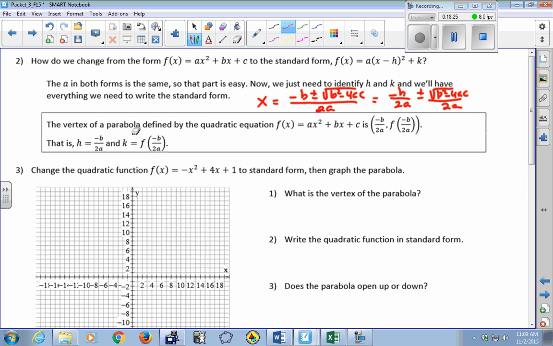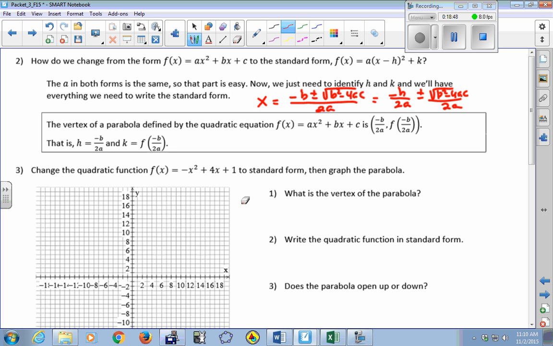And then to get your y value, you would just plug the x value back into your formula, which is all this says. Take your x value, which is the opposite of b over 2a, plug it in for x, and out pops y. So let's take this quadratic function in polynomial form and let's change it into this form here where we know the vertex.